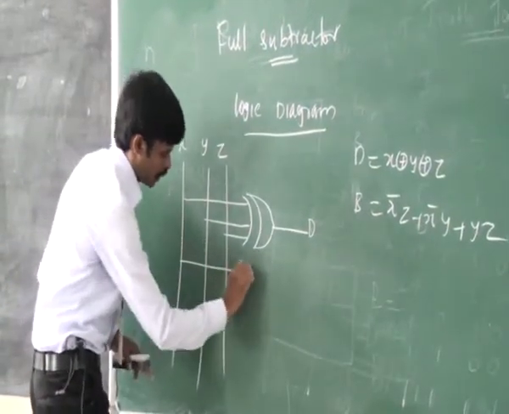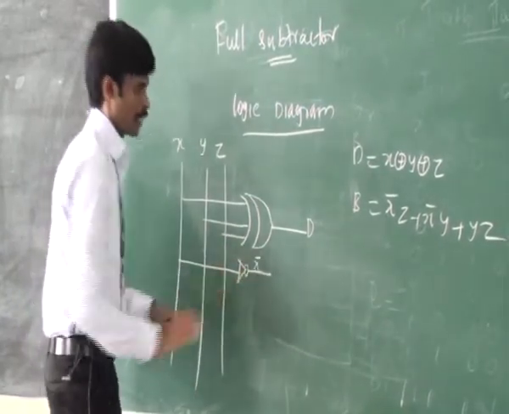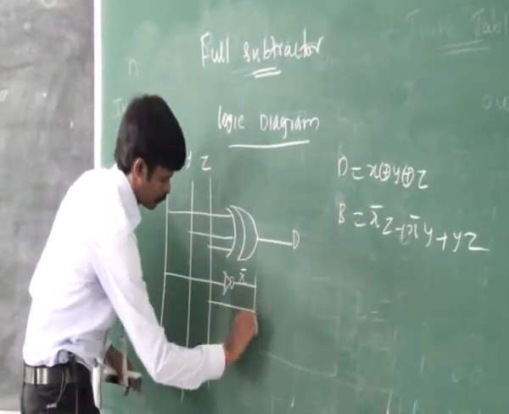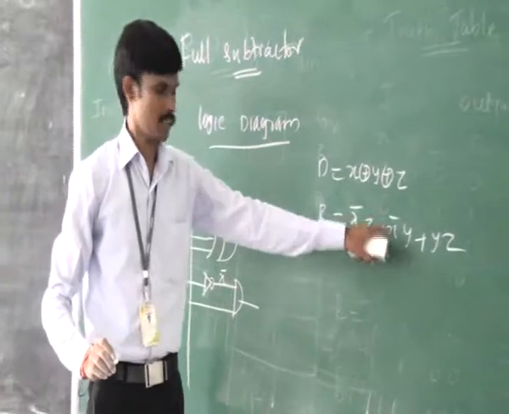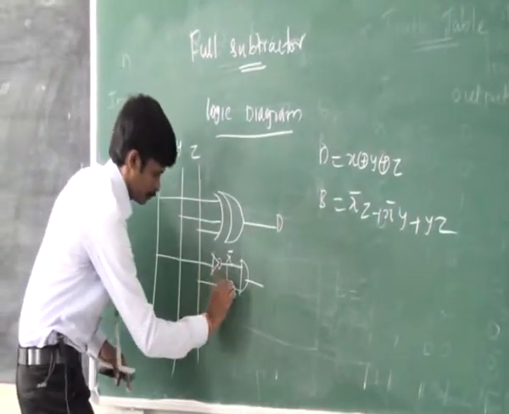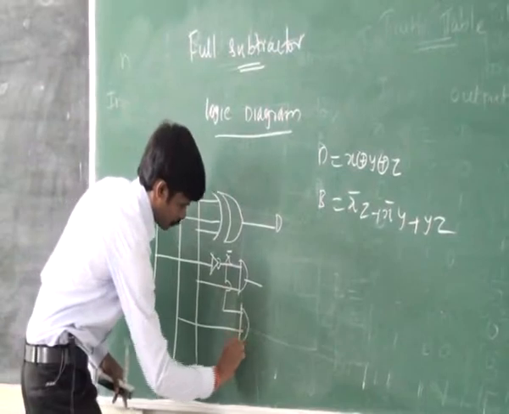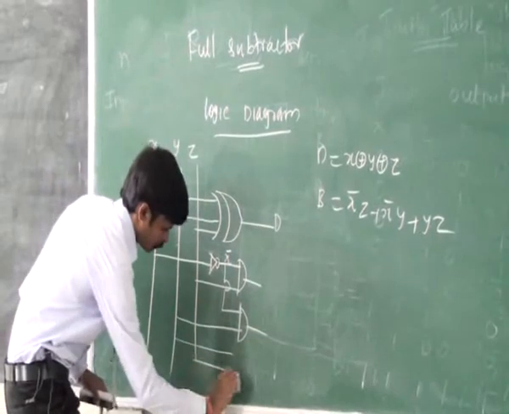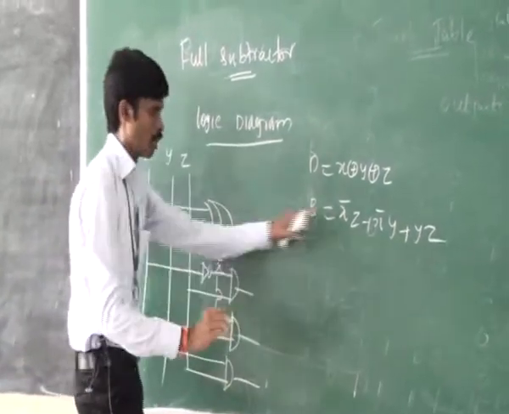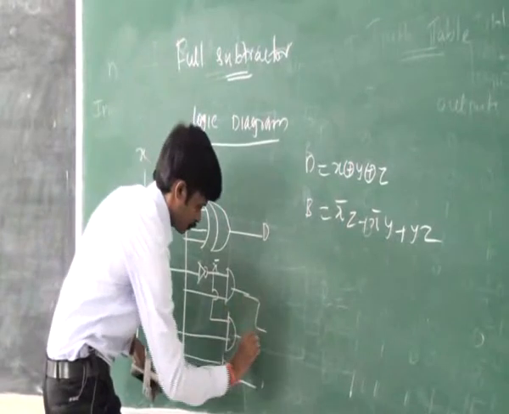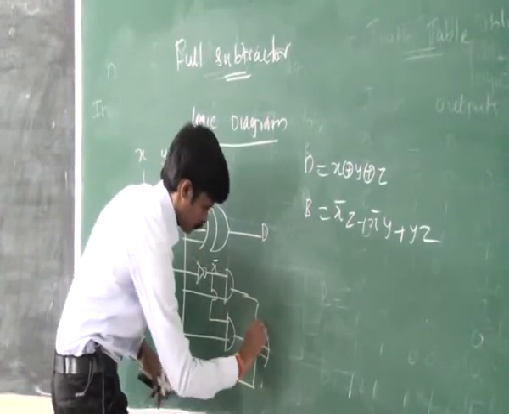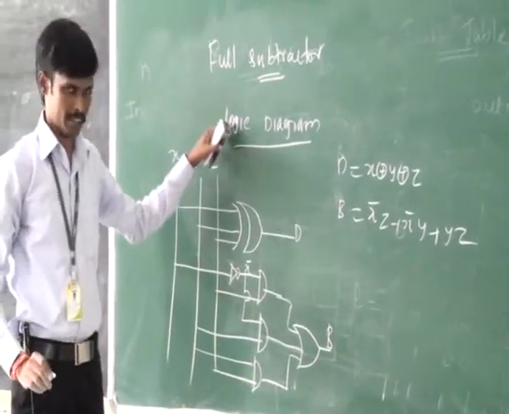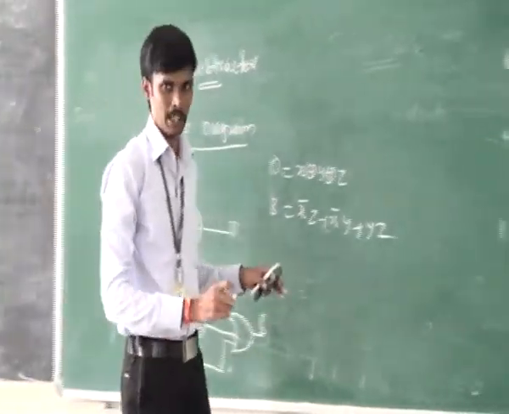Now x gets inverted to get x bar, which is multiplied with z, so we need one AND gate. Then x bar is ANDed with y, then y is ANDed with z. Then these 3 are ORed together to get borrow. This is the logic diagram for full subtractor. Next let us see multiplexer.